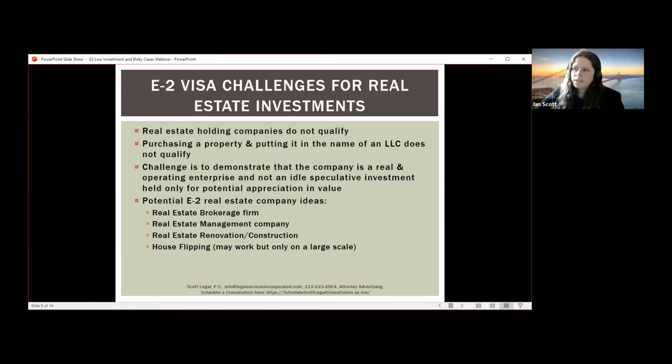Some other ideas for real estate companies that have been successful: a brokerage firm, real estate management. So, property management services are something where clearly you can hire employees. If you're going to do, as we discussed, renovation or construction or house flipping, again, for any of these, you really do want to investigate your licensing requirements. Construction is also a very regulated industry, and so you want to make sure you have an explanation for how you'll be able to run this business.